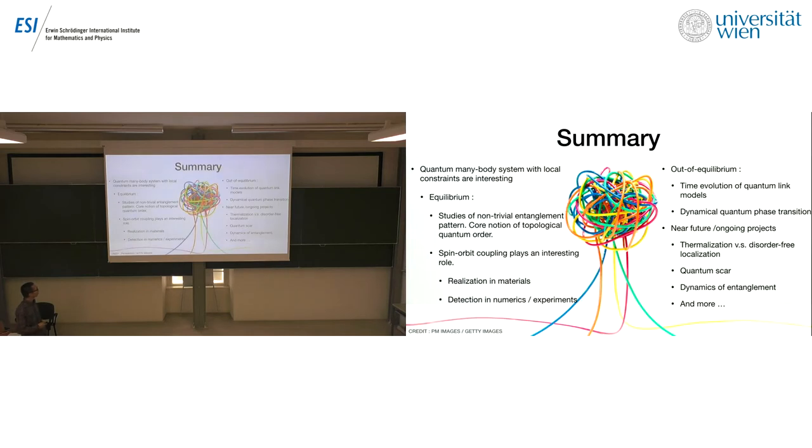Okay, so here's my quick summary. I talked about some of the constraint models in 3D, where in equilibrium we can see an interesting realization of this emergent U1 gauge theory in 3D. In the second part, I tried to discuss more about the quench evolution for this kind of model, the quantum link model with similar structure, and we found that in short time there are signals for dynamical quantum phase transition, which tells us how those special initial states evolve in the Hilbert space as a function of time.